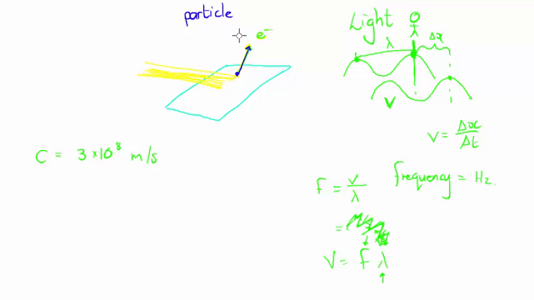Now usually waves and particles are distinct. We don't encounter them in the same way, but in light we do. We encounter light as waves and we encounter light as particles. Now we'll talk more about this, but before we can understand the particle nature of light, we need to first understand the wave nature of light.